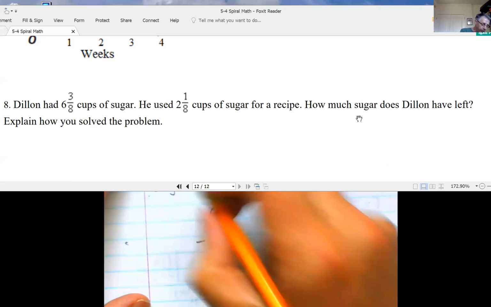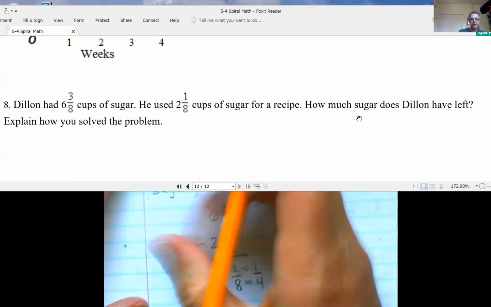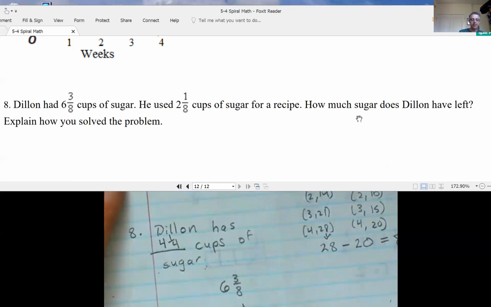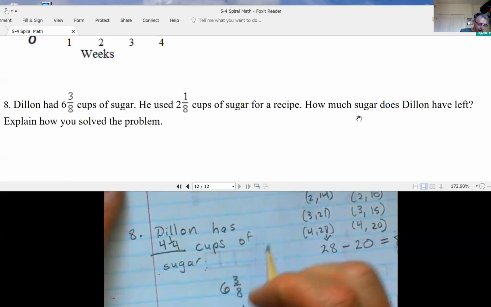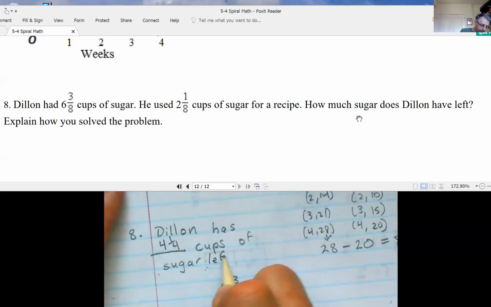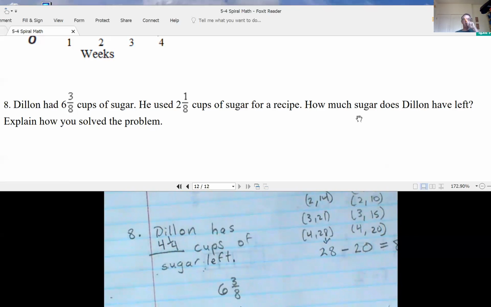cups of sugar. And I'm going to add one more thing here. When I was reading this, I was thinking to myself, I really needed to have left. Dylan has 4 1/4 cups of sugar left. So if you added that in there, boys and girls, good for you. And that is our Friday word problem of the day.